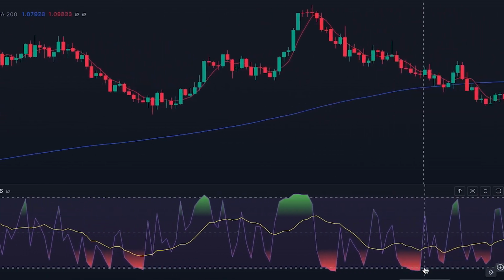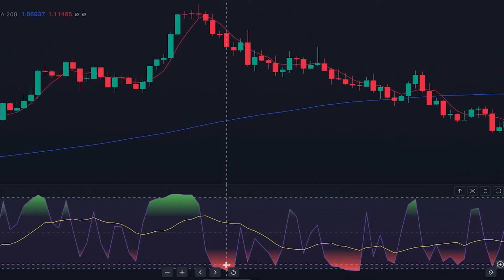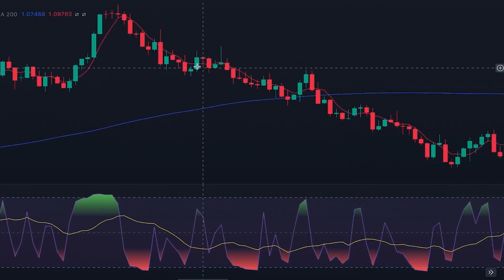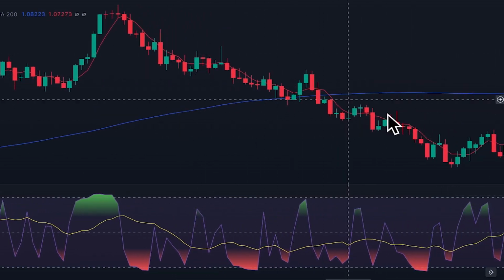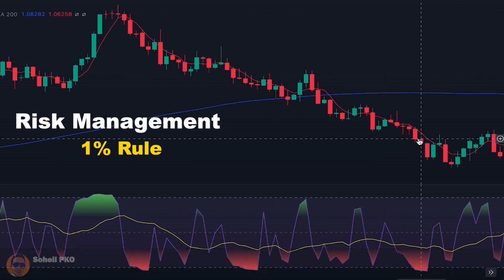But as I mentioned earlier, you need to manage your risk properly, because you can encounter losing trades like this one or this one when the market is changing direction and the price is going to the other side of the SMA 200. There is a risk management strategy that is called the 1% rule, and it's a perfect choice for short-term trading. I have a complete guide on this. The link is also placed in the description, and I highly recommend you watch it because without a proper risk management strategy, you cannot become a successful trader.